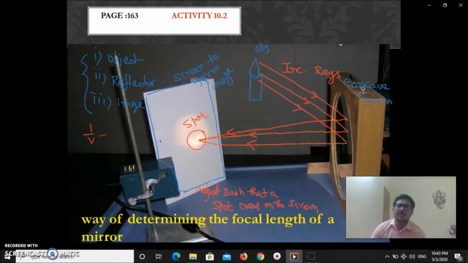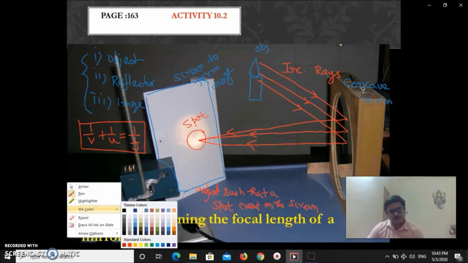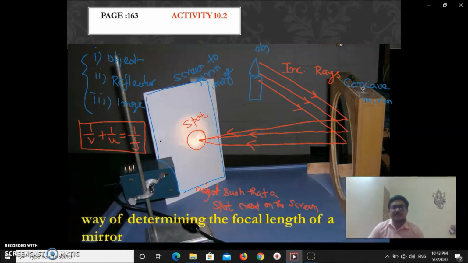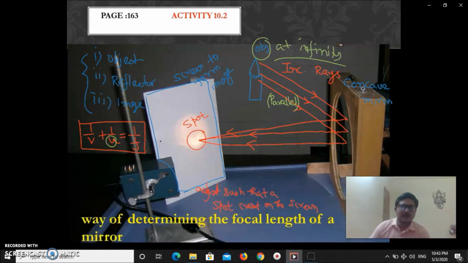Now we will go to some numerical expressions. Later you will come to know, for a mirror one formula is there, 1 by v plus 1 by u equals 1 by f. Clear? u is object distance, v is image distance, f is focal length. Now just pay attention, my incident rays are parallel. It means the object will be at infinity distance from the mirror. Later this concept will also be clear.